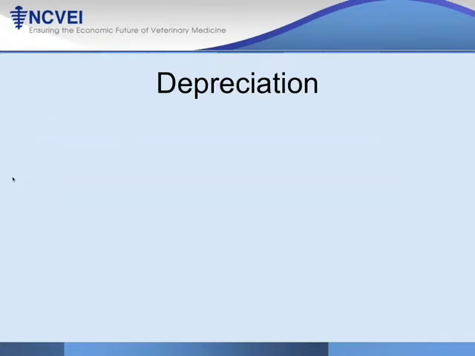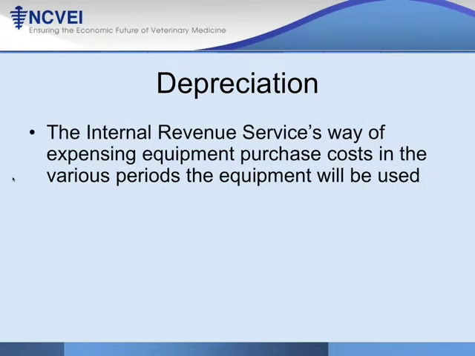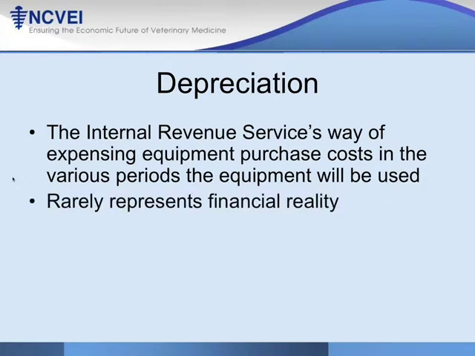I want to talk briefly about depreciation. This is a non-cash expense that you see on every tax return. Depreciation is the IRS's way of expensing equipment purchase costs in the various periods the equipment will be used. Depreciation, or the way you calculate depreciation, is determined by the IRS, and it generally has nothing to do with financial reality. It's just some number they came up with to provide a tax benefit, but it doesn't necessarily equal how you use that equipment up.